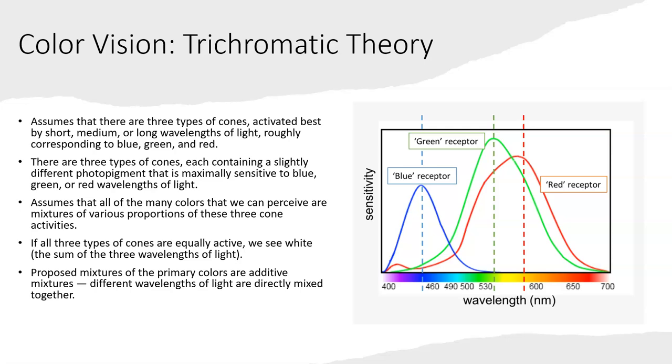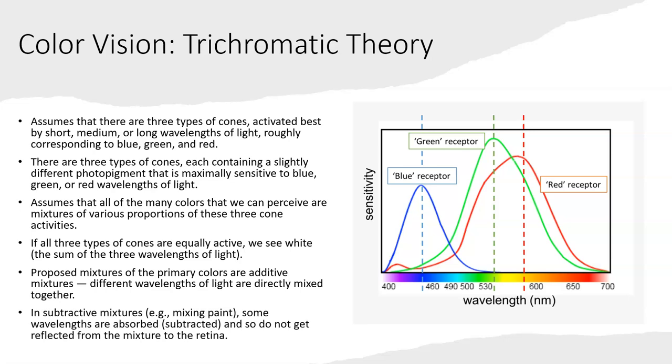Proposed mixtures of primary colors are described as being additive mixtures. The different wavelengths of light are directly mixed together to produce the various variations in color that we see. This is different from how paint works. If you're mixing paint, there are wavelengths that are absorbed or subtracted, and they don't get reflected from the mixture to the retina. So in the way we perceive light, it's an additive process. You're combining wavelengths together directly to mix them.